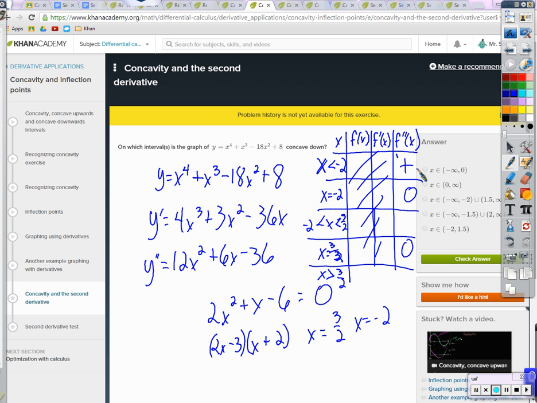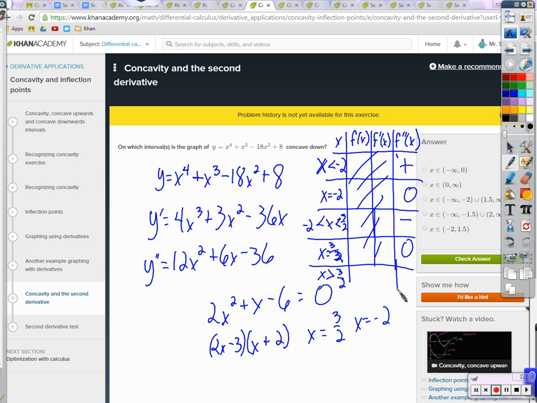Okay. How about between negative 2 and 3 halves? 0. I love 0. It's so easy. It's negative. So it's down. We're trying to answer the question here. And let's say 2, or let's say 800 million, right? Anything to the right of 3 halves. We don't have to be so precise. If I put in 800 million squared times 12 plus 6 times 800 million, we're getting really big, and then we subtract 36, not going to be negative.